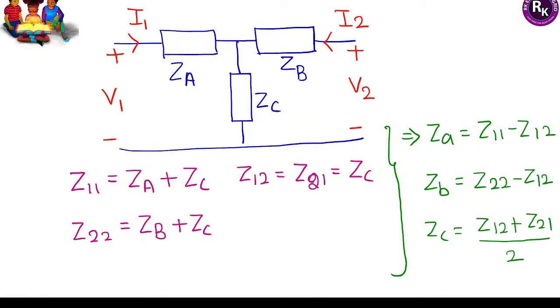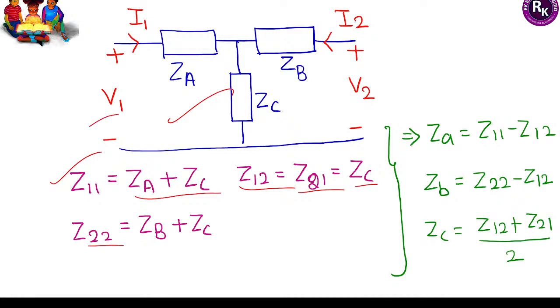Similarly, while solving a problem, if a T-structure network is given, like the one I am showing, and you are trying to calculate the impedance parameters, Z11 equals Za plus Zc, Z12 equals Z21 equals Zc, and Z22 equals Zb plus Zc. If you remember these relations, you can directly give the answer within a very short span of time.